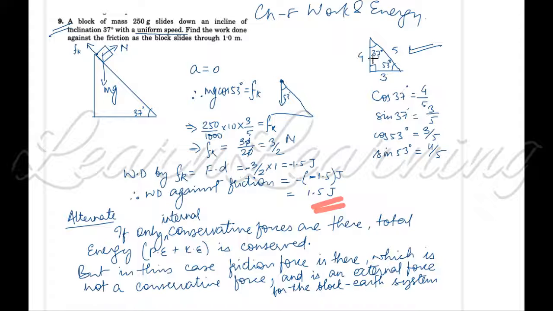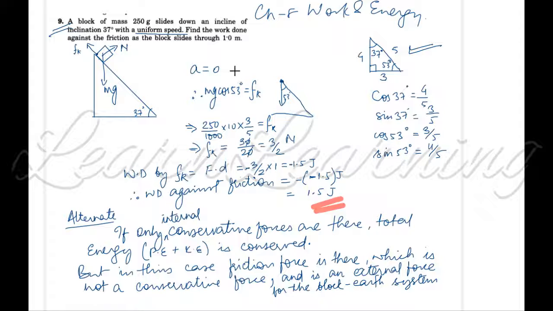You can also remember it like this: the smaller angle has the smaller side opposite to it, that means 3. The bigger angle has the bigger side opposite to it, that is 4. This way you can calculate cos 37. Cos 37 will be 4 by 5, that means base by hypotenuse. Cos 53 will be base by hypotenuse, so 3 by 5. Similarly, sin 37 and sin 53 you can get from this.